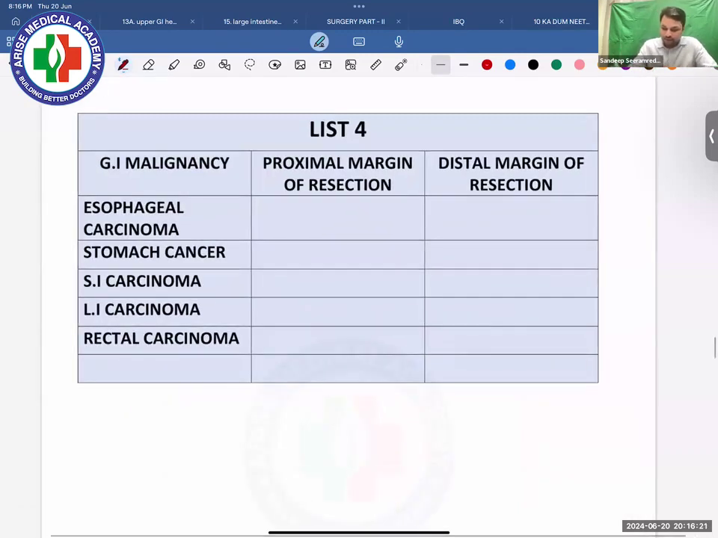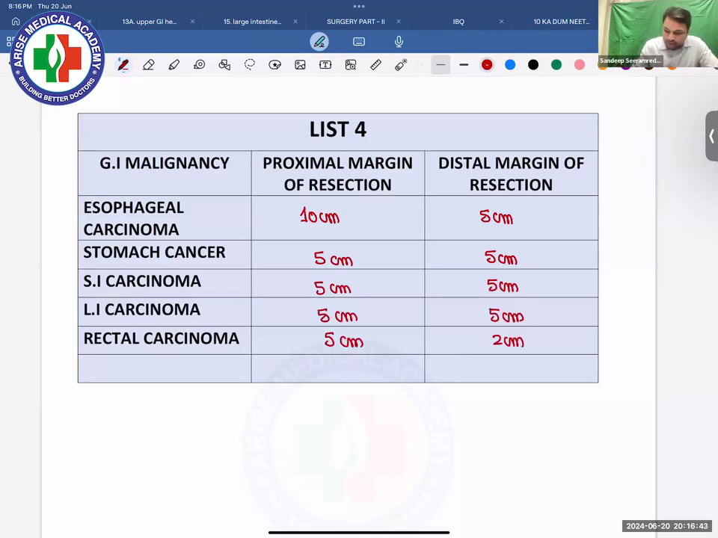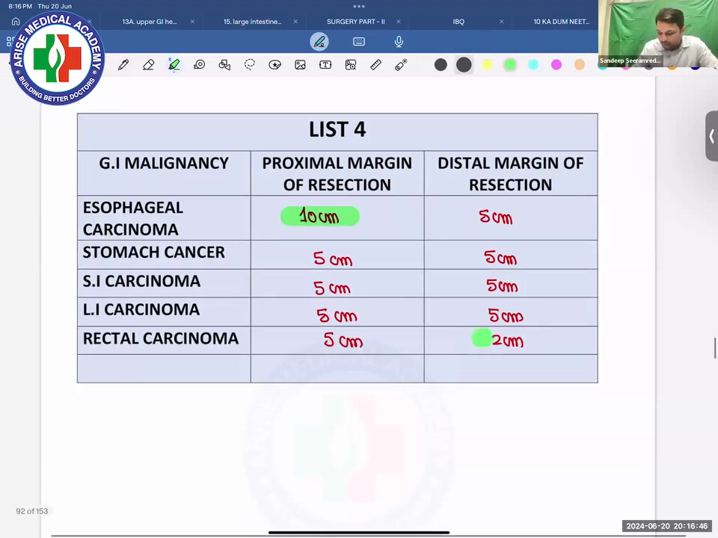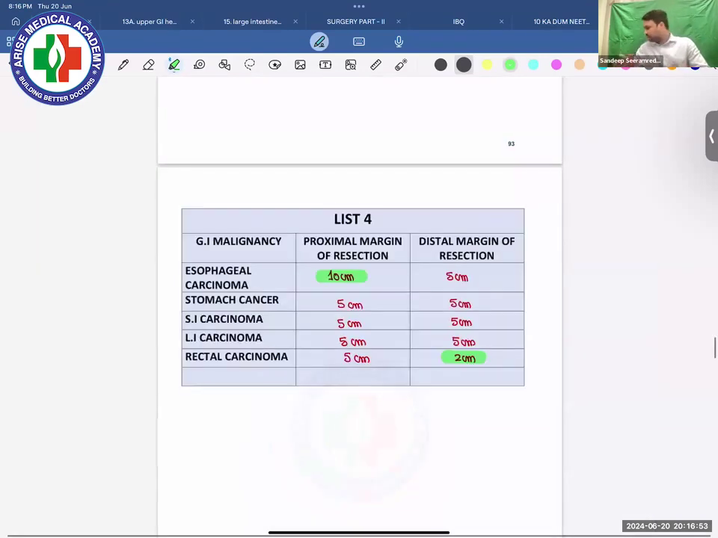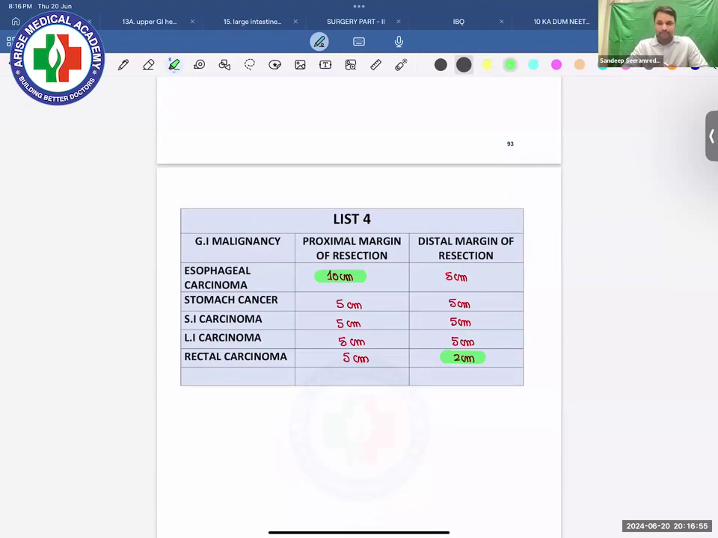List number 4 is your proximal and distal margins. For esophageal cancer, the proximal margin of resection is 10 centimeters. Distal is 5. Everywhere else, the proximal and the distal margin will remain at 5 centimeters. Whereas in rectum, proximal is 5, distal is going to be 2 centimeters. So we have 2 areas of skewed data. One is the proximal esophageal margin. Another one is your distal rectal margin.